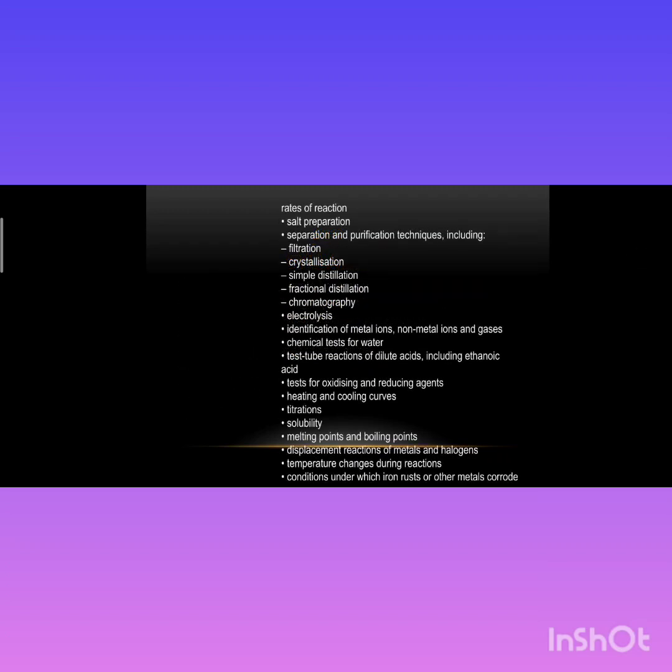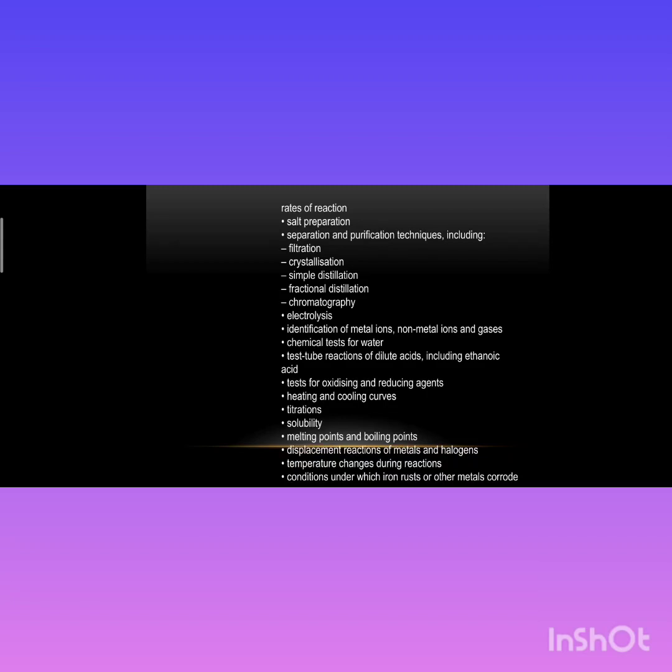Then they can ask you about rate of reaction, they can ask the techniques of salt preparation, they can ask separation and purification techniques including filtration, crystallization, simple distillation, fractional distillation, chromatography. Then they can give you questions related to electrolysis, identification of metal ions, non-metallic ions and gases. Then they can ask you questions to test for water. Then they can ask you test tube reactions of dilute acids and bases, tests for oxidizing and reducing agents. You all have to memorize these tests. Then heating and cooling curves, titration, solubility, melting point, and so on.